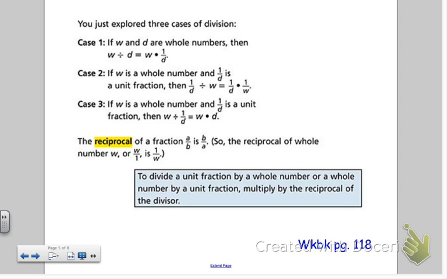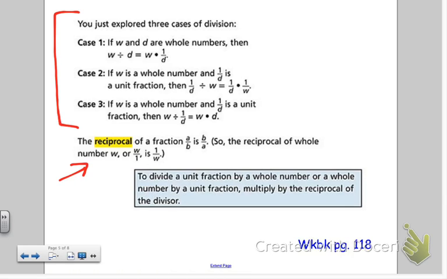So we actually just explored a couple different cases of division. We saw case 1, we saw case 2, we saw case 3, but this is something I really want to point out to you. This is a brand new vocabulary word, and it's a very important one. It's called the reciprocal. The reciprocal of a fraction a over b becomes b over a. It's basically when you flip a fraction over.